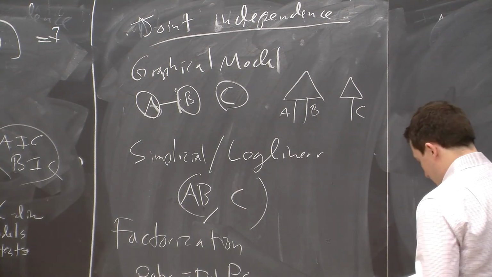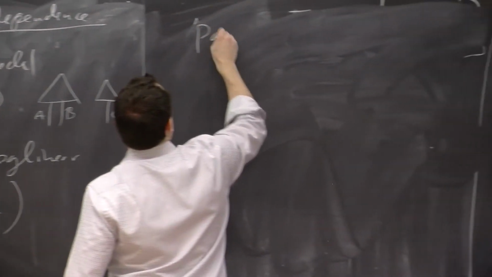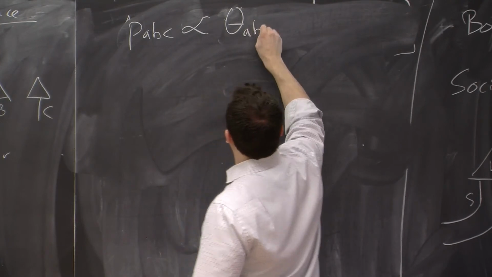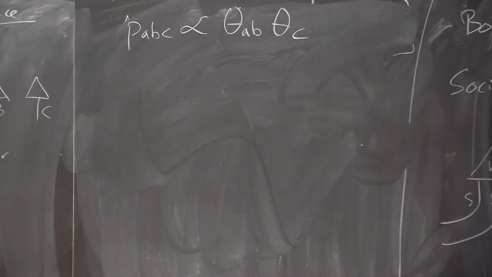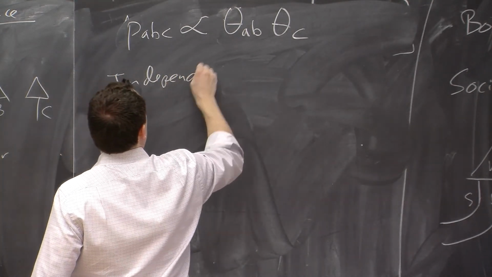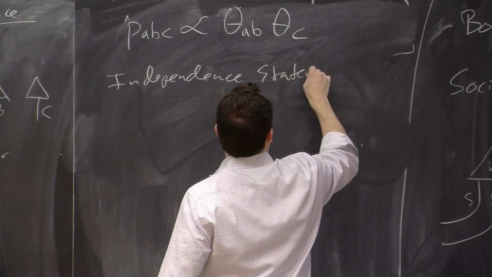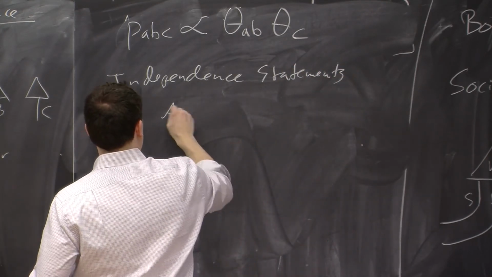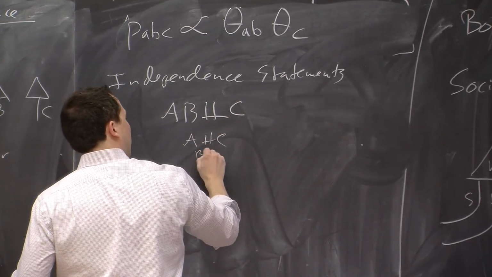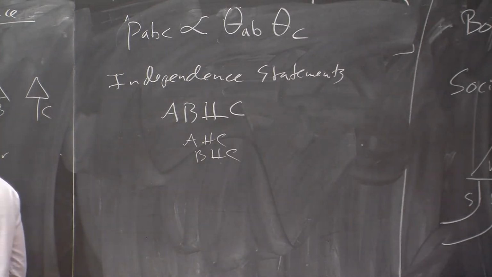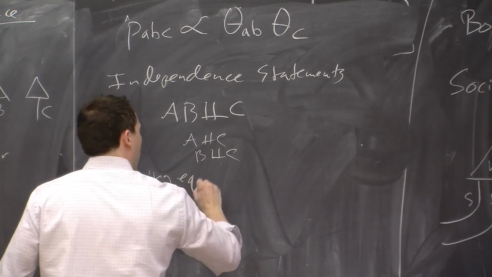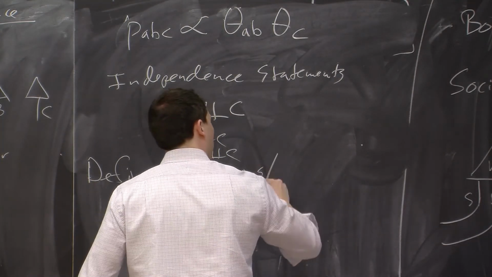In terms of a parameterization, we're saying the probability of ABC is proportional to some parameter that depends on the joint state of AB and another parameter that depends on the state of C. In independence statements, AB is independent of C, and also A is independent of C, and B is independent of C. And we could talk about defining equations or effects that must be zero.